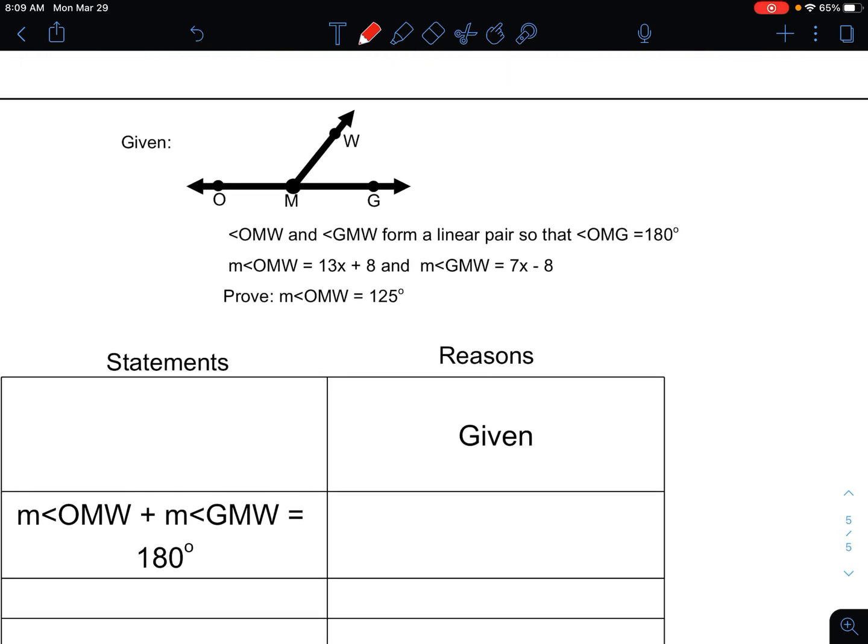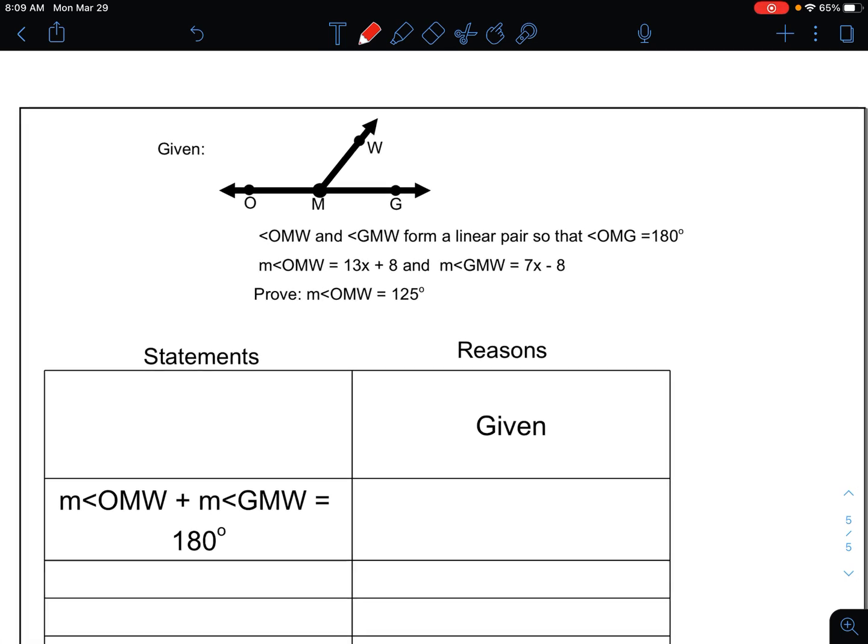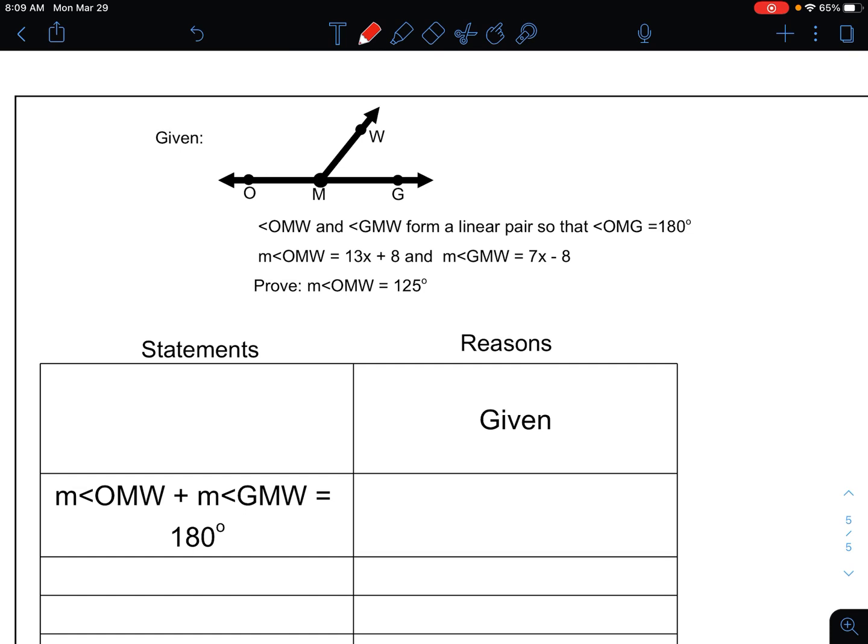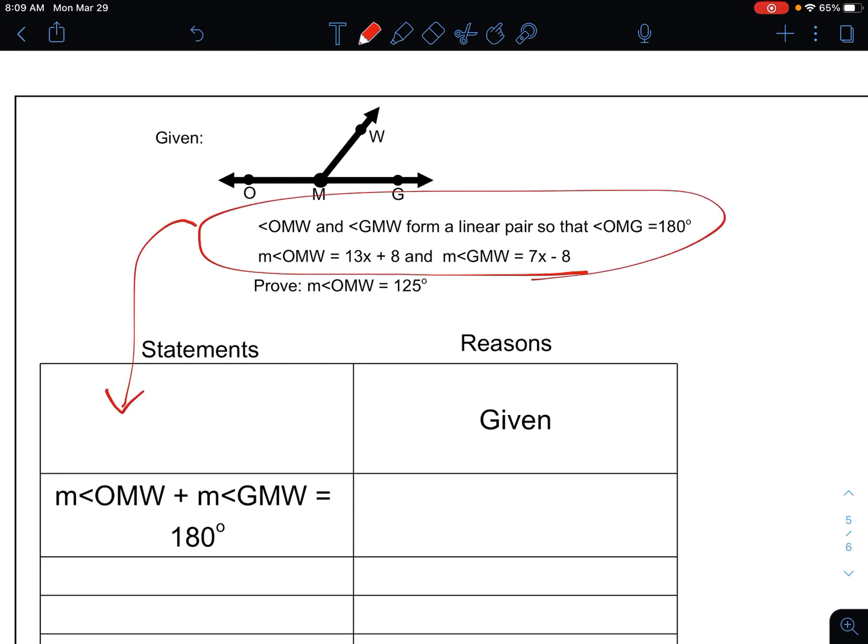All right? Last one, OMW and GMW form a linear pair, so that measure of OMG equals 180. And they give us all of that stuff. So what are we going to write? We're going to write all this. In the given, OMW plus GMW equals 180.